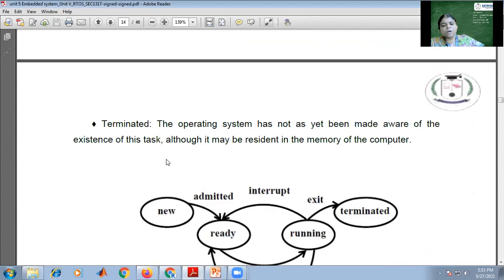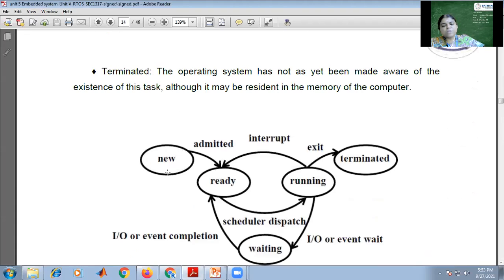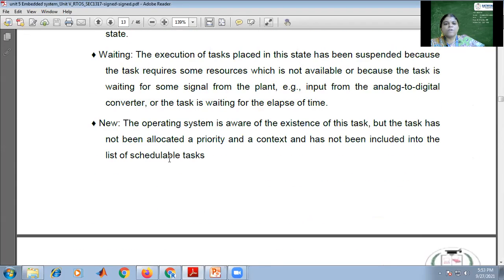Now, whenever a task is formed, it will always be in the state called new. Now you understood the meaning of the state new? Did you understand? Yes, madam. Now we will move on.